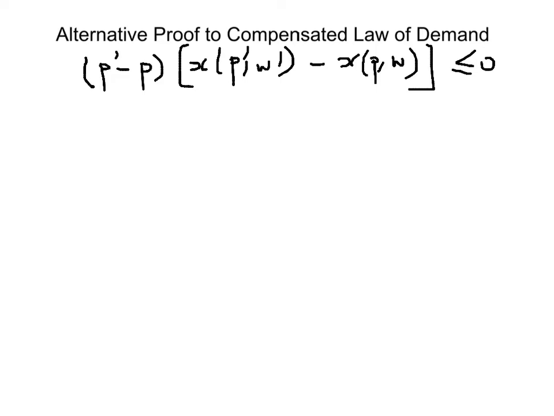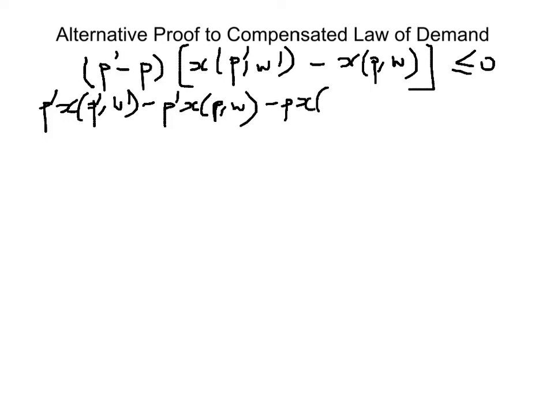So I get p prime times x(p prime, w prime), minus p prime x(p, w), minus p x(p prime, w prime), and then the two negative signs cancel out, plus p x(p, w), and I have to show that this entire expression here is non-positive.